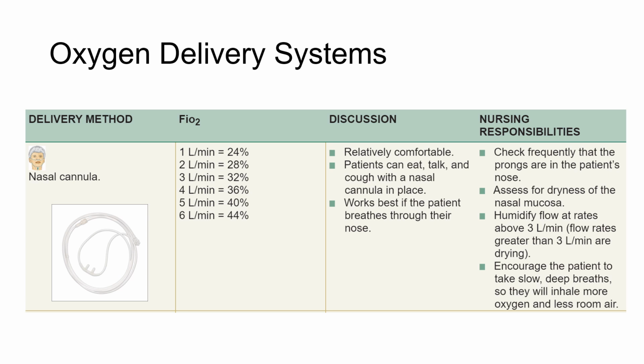So technically, if you're at room air, your FiO2 that you're breathing in is 21%. If you look here, 1 liter is 24%. 2 liters is 28%. So you can see that they're going up in 4% increments per liter. Do you need to memorize that? No, you don't. You just need to understand the concept of what FiO2 means. FiO2 is just the amount of oxygen in the air that we breathe, and room air is 21%.